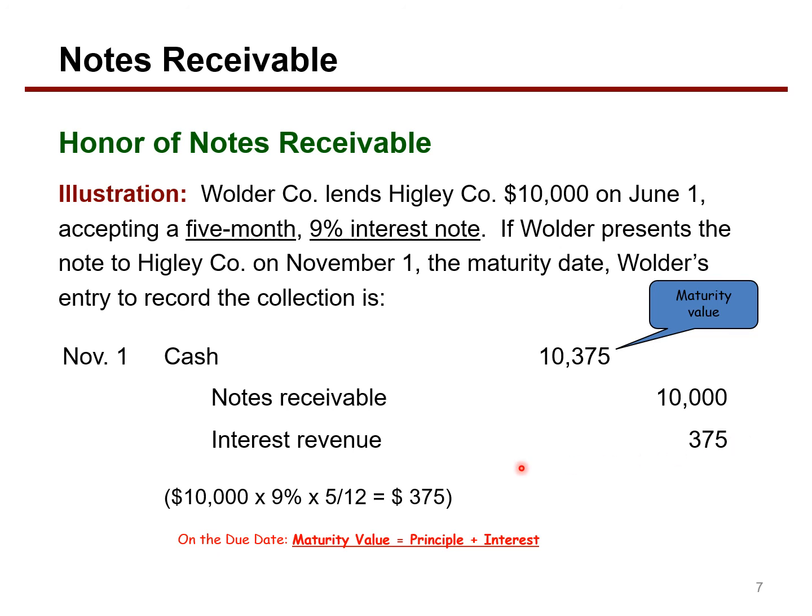How do we get that? Well, the principal is $10,000 times the 9% interest, and the time is 5 out of the 12 months. That's $375. You have to remember that maturity value equals principal plus the interest.